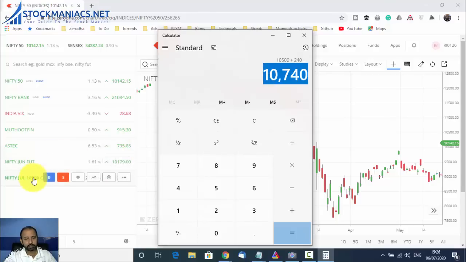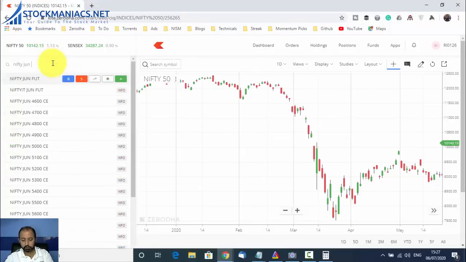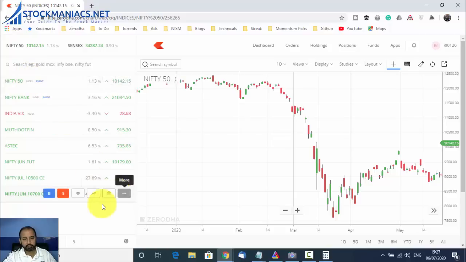Suppose instead of July month, we will buy the 10,700 call of this month. So let us add Nifty June 10,700. So 10,700 CE, you can see this is available at 61 rupees. So whenever we are selling the 10,500 July call, we are getting a premium of 240 rupees, and if we buy a Nifty June 10,700 call, we are paying a premium of 61 rupees. So still we are having 180 rupees net premium.